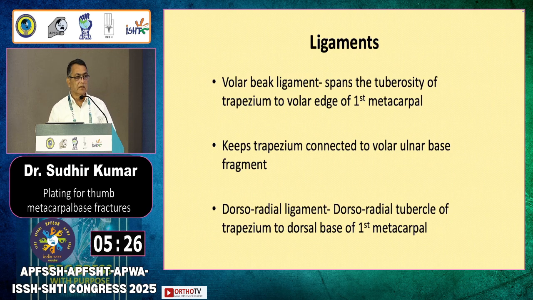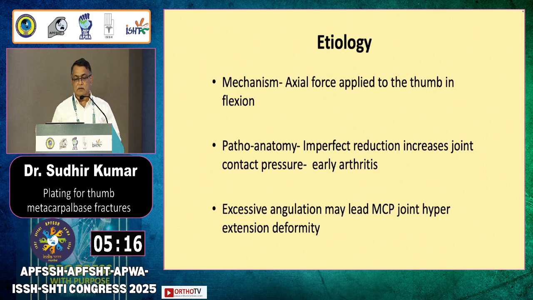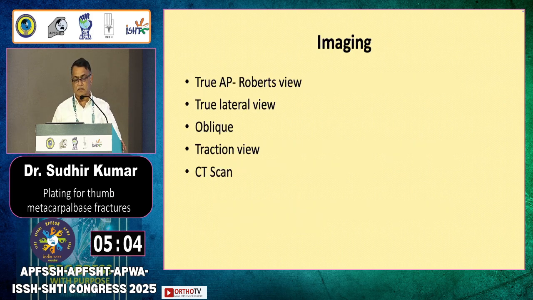A number of ligaments are there. One of the important ligaments is the volar oblique ligament, which spans from the tuberosity of the trapezium to the volar edge of the first metacarpal. There is limited axial rotation. The mechanism of injury is an axial force applied to the thumb in flexion. An imperfect reduction increases the joint contact pressure, which will lead to early arthritic changes.